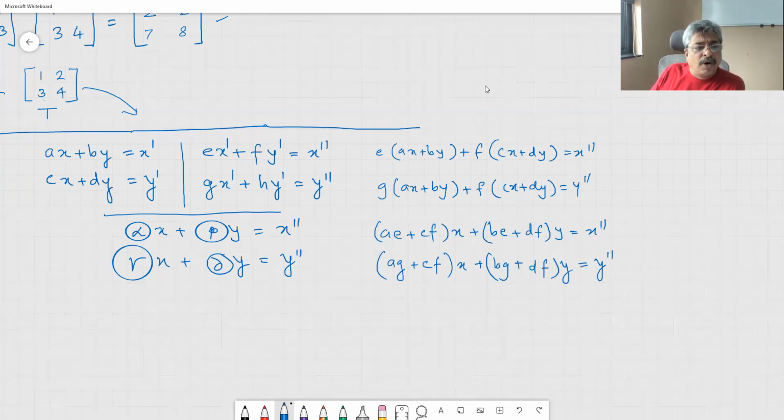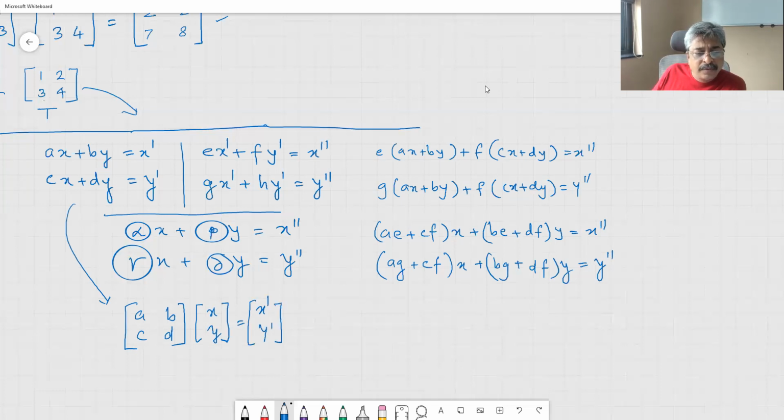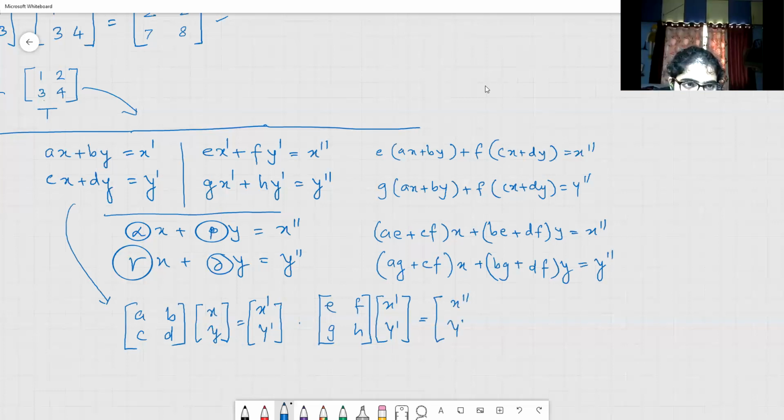Okay, so what is the first matrix equation that we have? A, B, C, D times x comma y is equal to x dash comma y dash. What is the second equation that you have? E, F, G, H times x dash comma y dash is equal to x double dash comma y double dash.